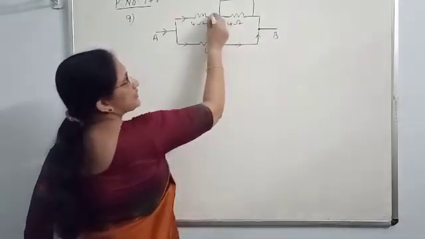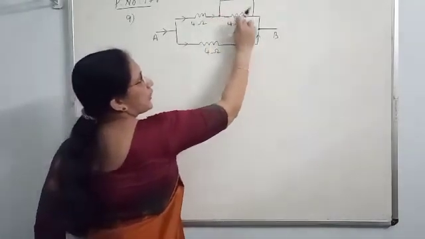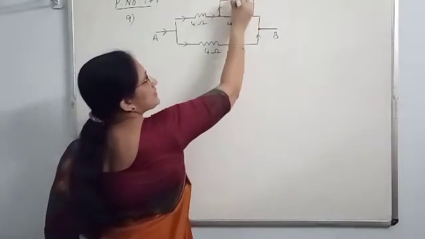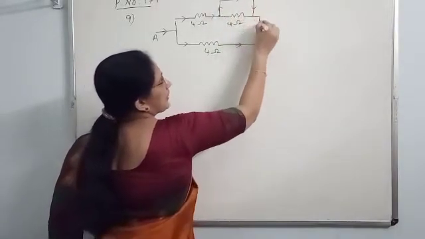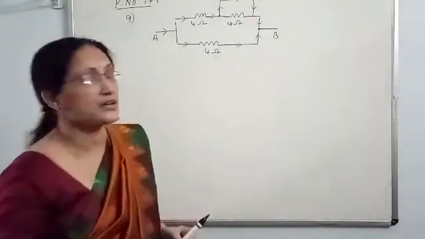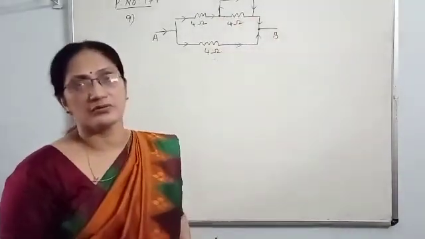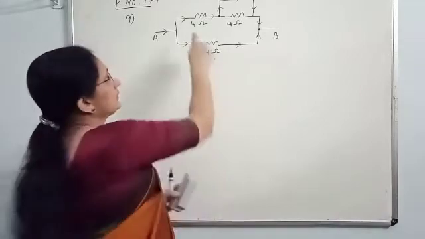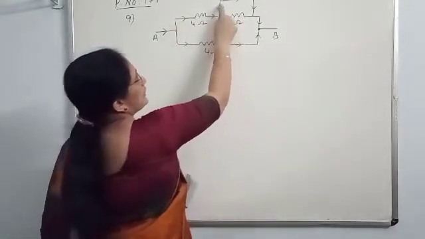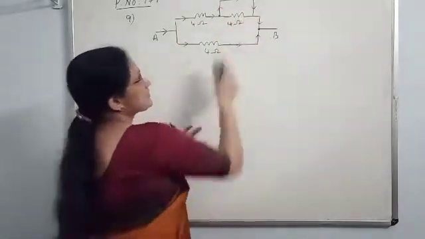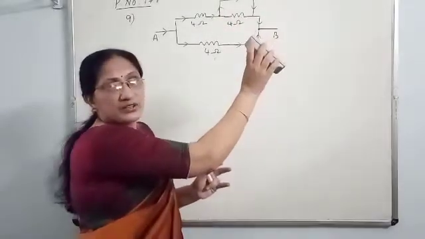When the current reaches this point, it will not flow through this resistor. Instead, it will flow in this way and it comes out. That means through this resistance, there won't be any current flow happening. The current in this branch will go in this way. It means this resistance gets excluded from the circuit.